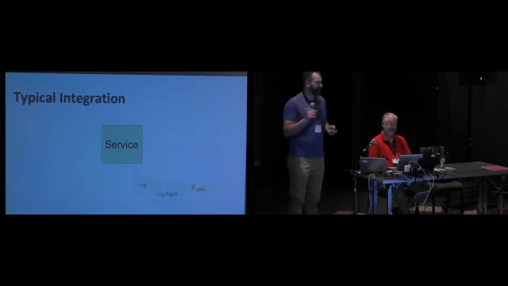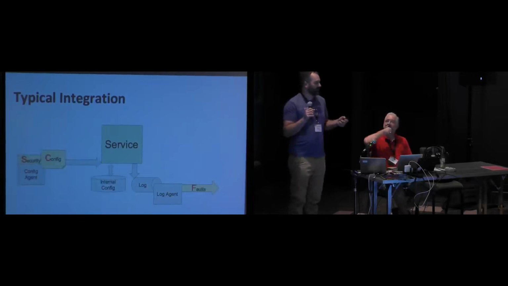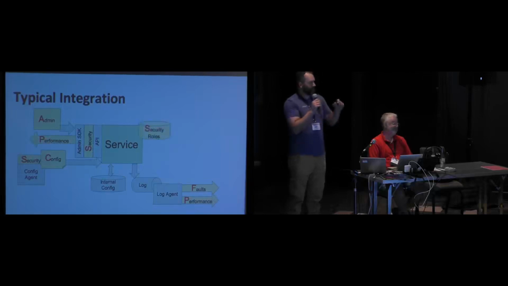So for each one of those little boxes, this is what you have to do today. You have to scrape log files to find out if the service is acting incorrectly. You have to write some tool to generate config files, deliver them, and bounce the service. If it has a REST API, you have to integrate with that. You find performance metrics any which way you can. And if it has a security model, you have to somehow integrate with that. So every single service you have to do this with.